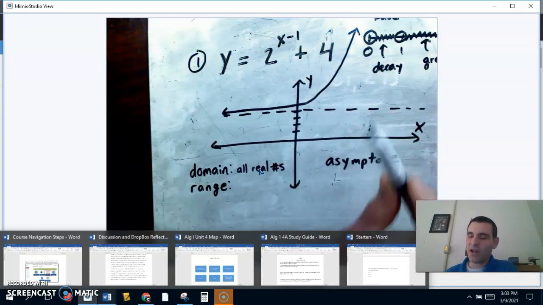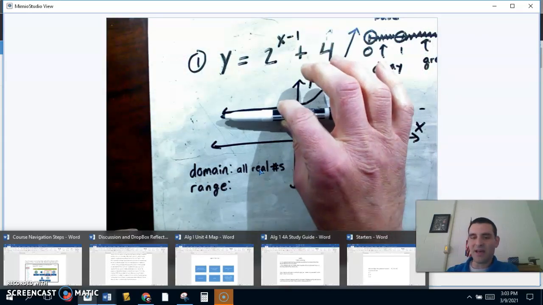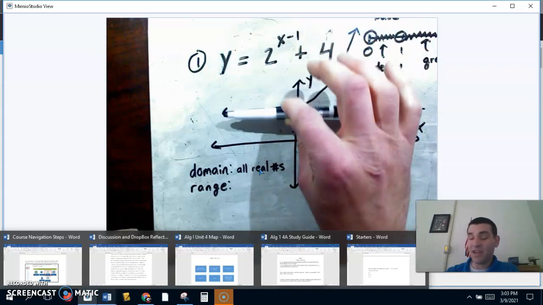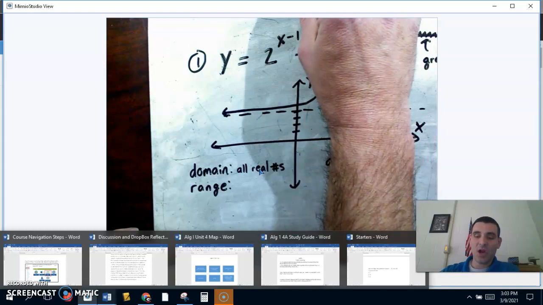Now the range is not all real numbers because it only goes down to the asymptote. It never goes below it. And it goes forever up.